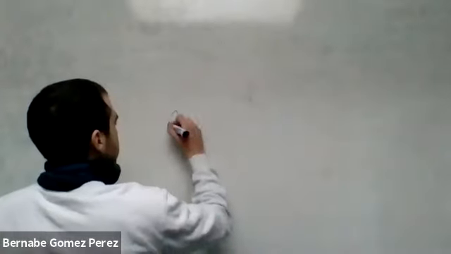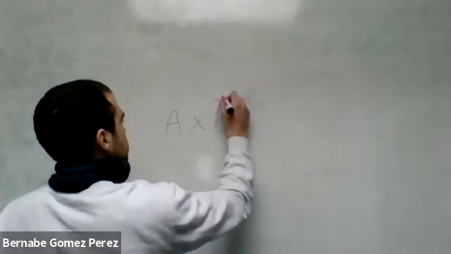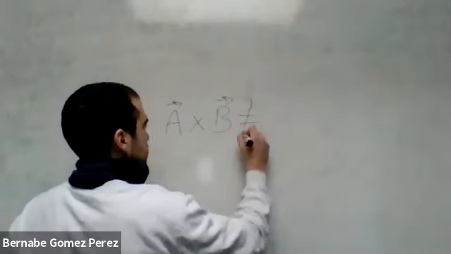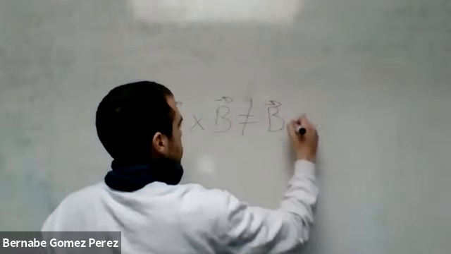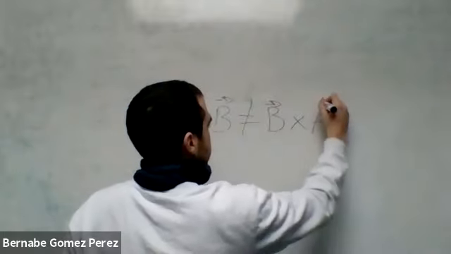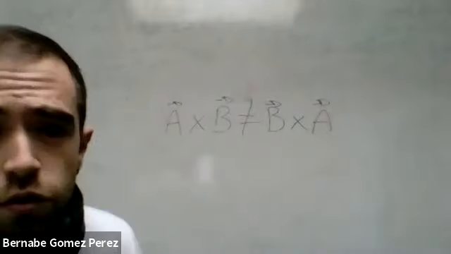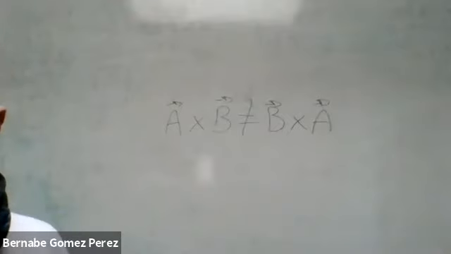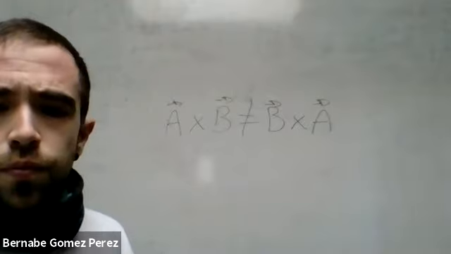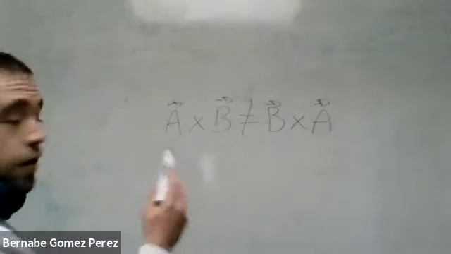We also understand that in a cross product, the order matters. So A cross B is not the same as B cross A. We need to understand this. Do you see what I write on the whiteboard? Can you see it? Okay, wonderful. So it's not the same.